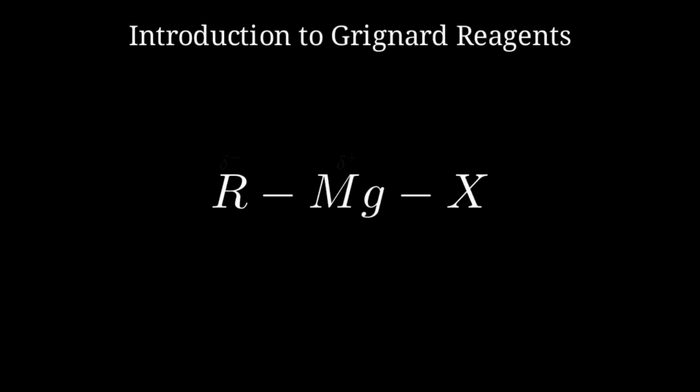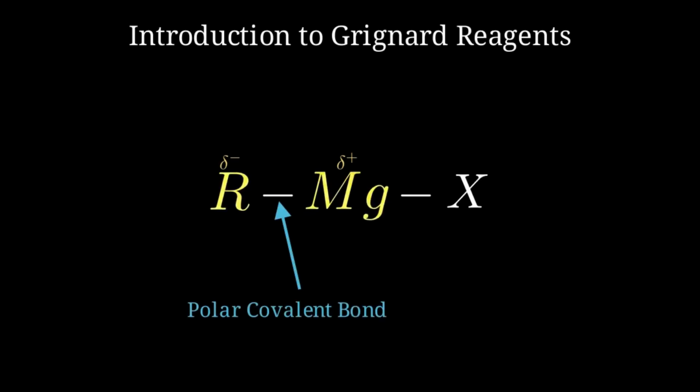Grignard reagents, represented as RMgX, are powerful tools in organic chemistry. Because magnesium is less electronegative than carbon, the R group carries a partial negative charge, making it a strong nucleophile and a strong base. The carbonyl group is highly polarized.